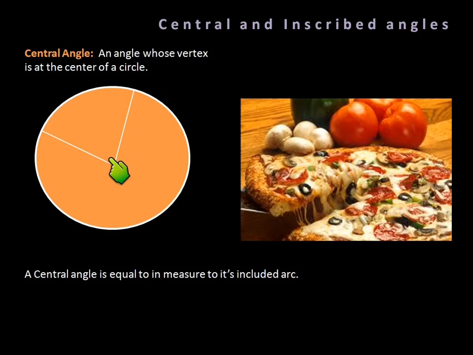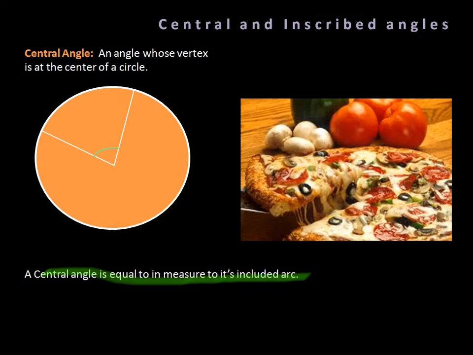And I happen to have one right here. So this angle right here is a central angle. What you need to know about a central angle is that it is equal to the measure of its included arc. So what the heck does that mean?